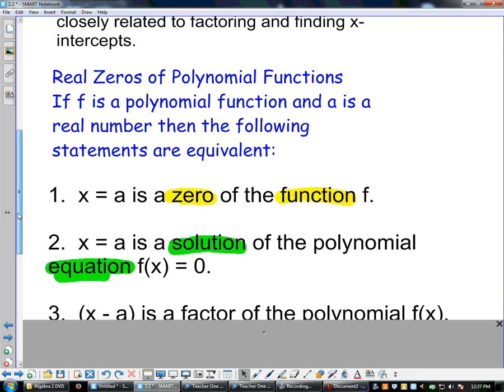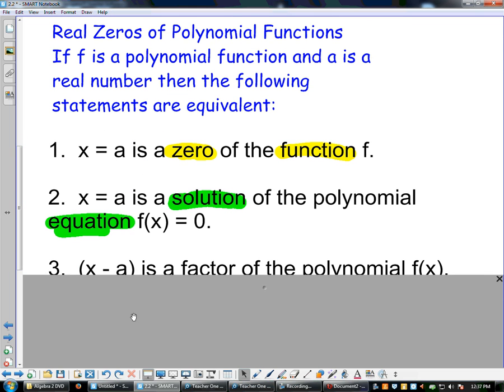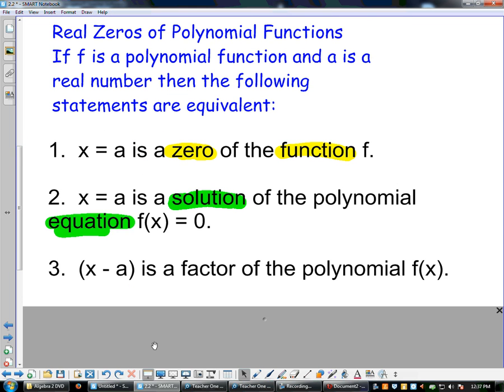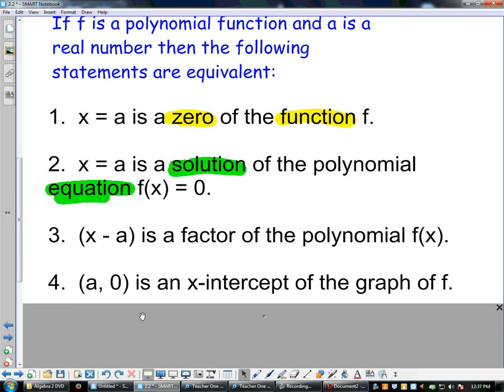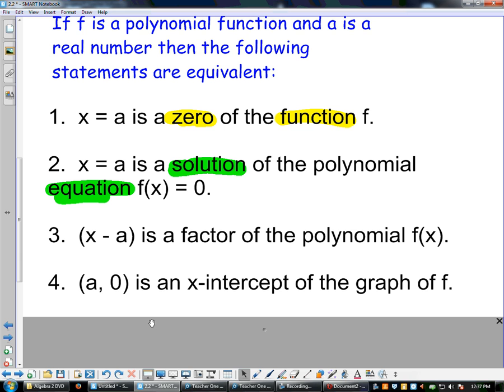And this statement is also equivalent. If x equals a is a zero of a function, then x minus a is going to be a factor of the polynomial. All right? x minus a is going to be a factor. And lastly, a comma 0 is an x-intercept of the graph.